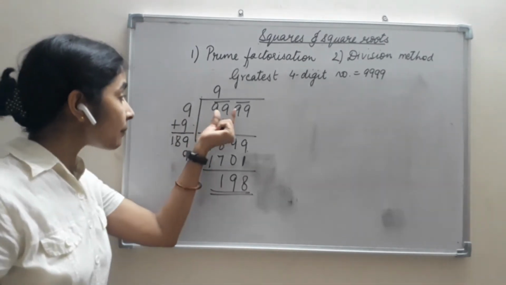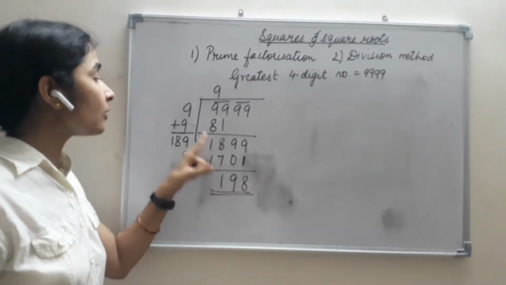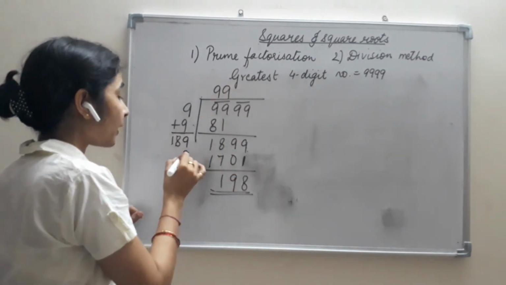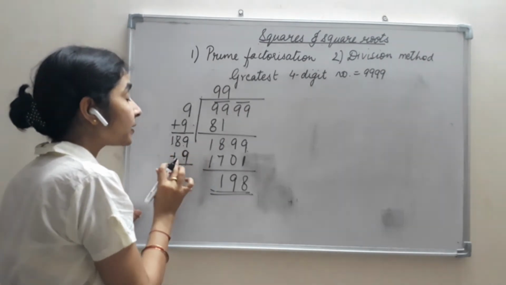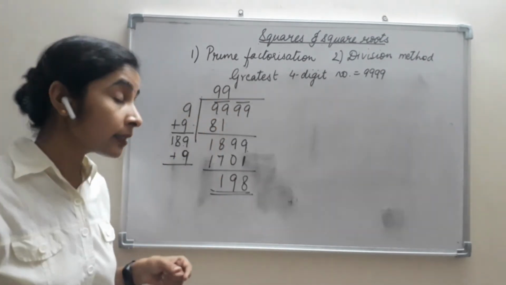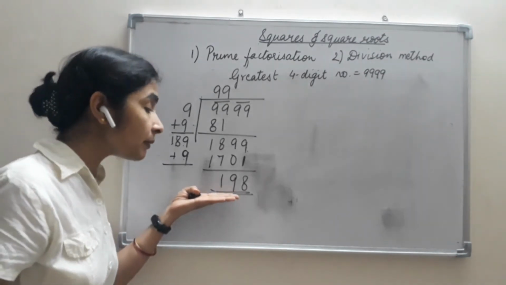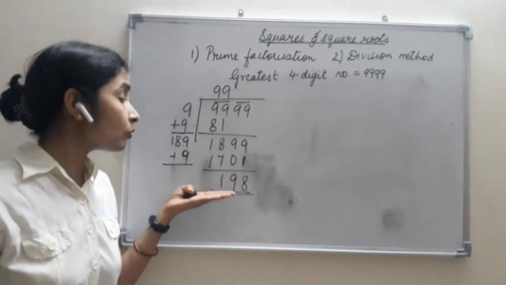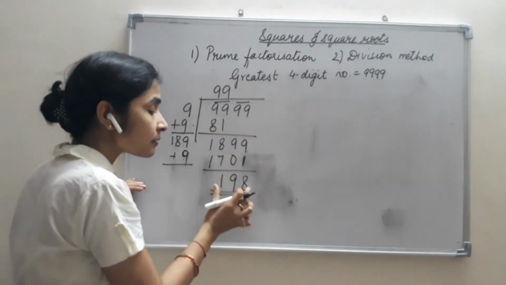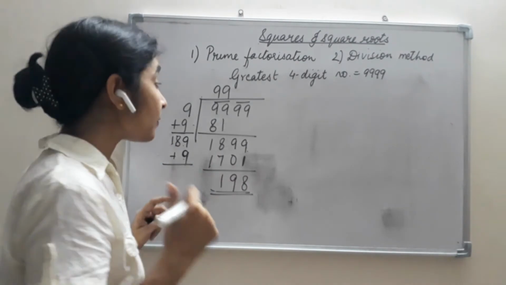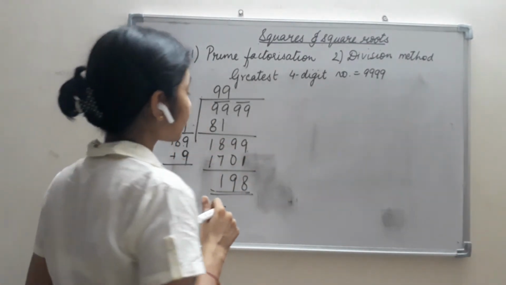If this number would have been less by 198, then it would have been the perfect square of 99, as we took 9 here and 9 here and 9 here. That means which number should be subtracted? 198. The remainder left out is 198. If this number would have been less by 198, then it would have been a perfect square. So let us subtract it and see whether it comes as a perfect square or not.